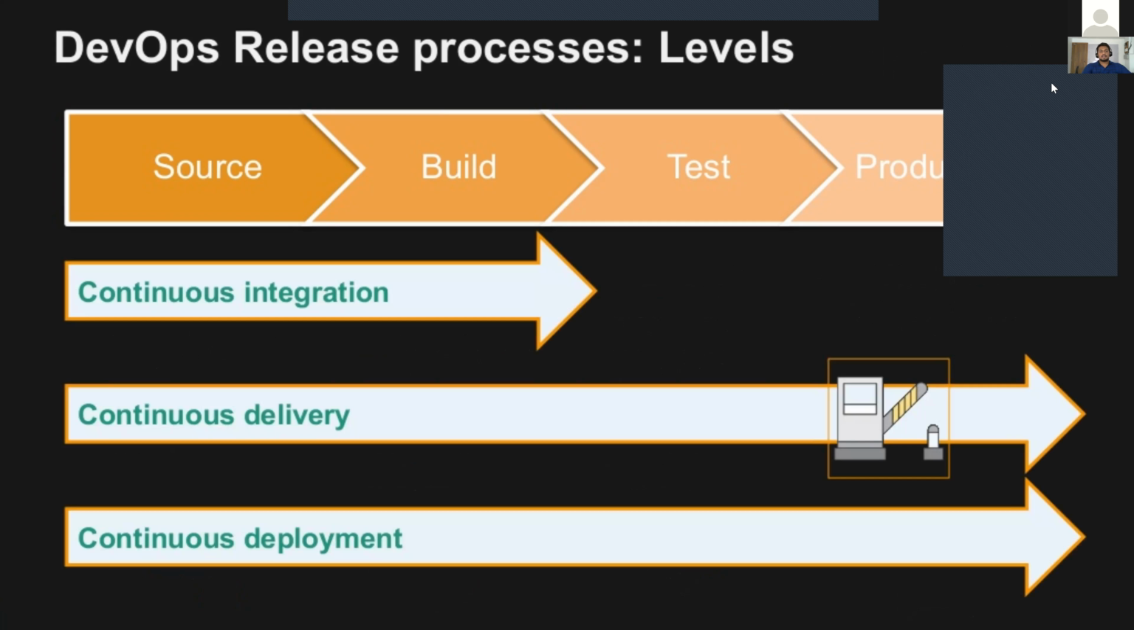So in this process, with continuous integration, you can have the source and build together. With continuous delivery, you can combine source, build, and test, and then check them at the production stage. With continuous deployment, you don't have to pass through each and every level, because everything is done simultaneously, and all the things which are to be done at different levels are done together.